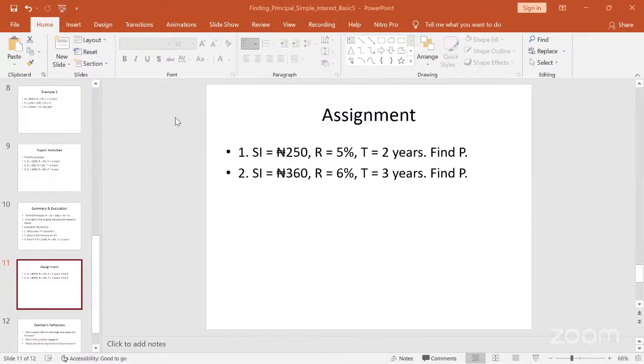Okay, beautiful. So on Friday, by the grace of God, we're looking at how to find the time and the rate at the same time on Friday. So prepare your mind for that, okay? So you can even go on your own and do a research for me. Find the formula for finding the rate and time. If you can do that for me, I'll be happy. Okay, beautiful.